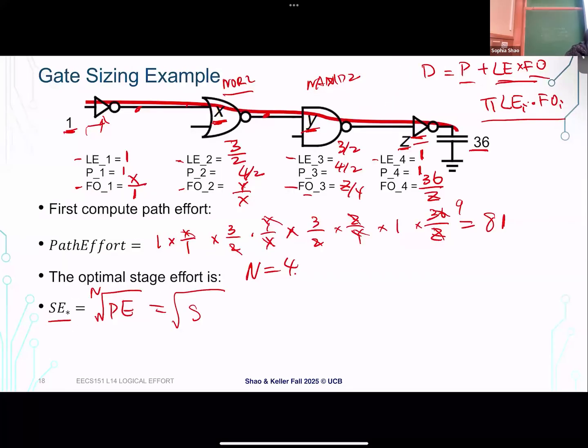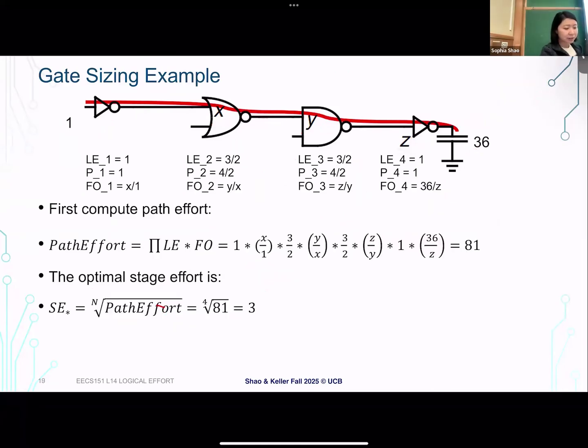Our path effort is 81 and n is 4. We have 4 stages, so my stage effort is 3. So here is how we get our stage effort. We equally distribute, and we have a very nice number to play with. So that's the most important part. Once we have that, we know what the minimum delay is. We also know how we actually size our transistors.